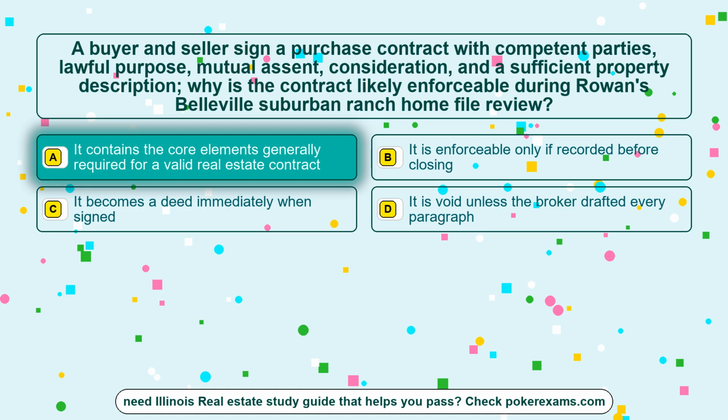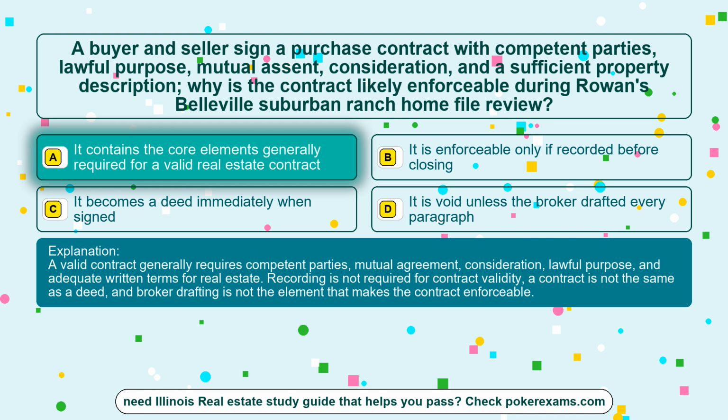The correct answer is option A. It contains the core elements generally required for a valid real estate contract. A valid contract generally requires competent parties, mutual agreement, consideration, lawful purpose, and adequate written terms for real estate. Recording is not required for contract validity. A contract is not the same as a deed, and broker drafting is not the element that makes the contract enforceable.